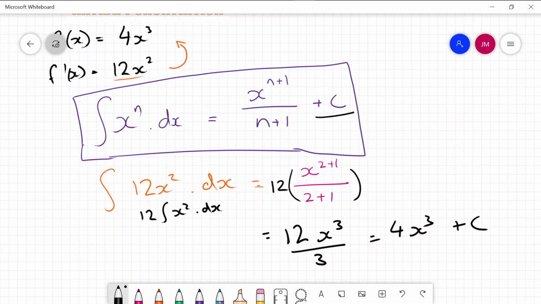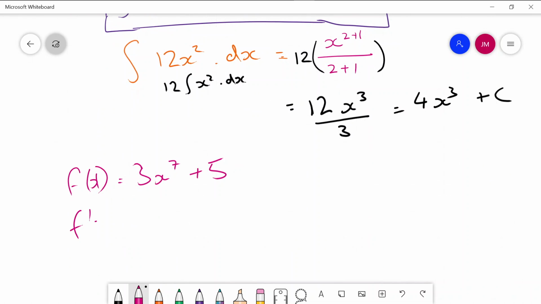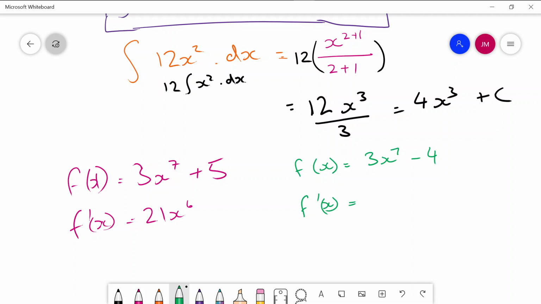So what's happening there? When we're finding the derivative, let's look at another one. F of x, let's say it's just 3x to the 7 plus 5. When we're finding the derivative of this, f dash x would equal 21x to the 6, and the plus 5 drops off. If I was to find, let's say, another equation, 3x to the 7 minus 4, to find the derivative, 7 times 3 is 21, x to the power of 6, and the 4 drops off.